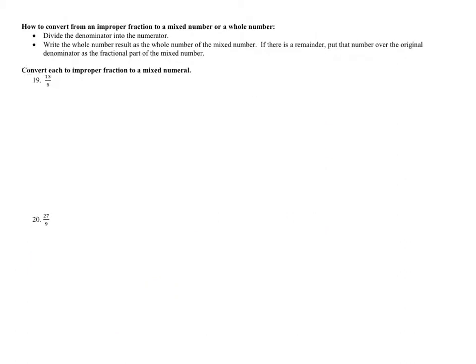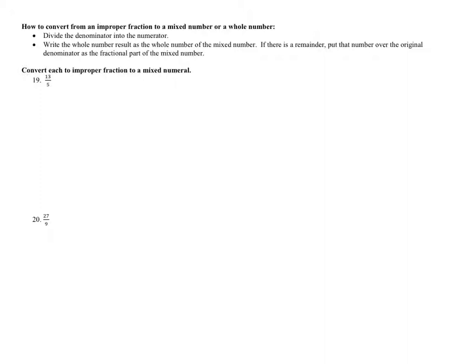Lastly, let's look at how to convert an improper fraction to a mixed number or a whole number. To do this, we need to start by dividing the denominator into the numerator. Then we'll write the whole number result of that division as the whole number part of the mixed number. Then if there's a remainder, we'll put that number over the original denominator as the fractional part of the mixed number.